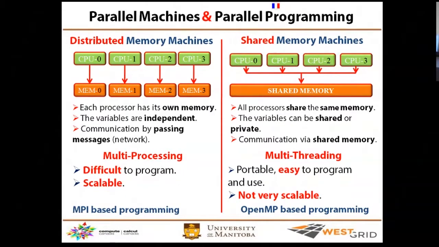So what is the difference between the two parallel programming approaches? The first is for distributed memory machines, multiprocessing or MPI-based programming. The communication is made via the network, and in the second, the communication is made via shared memory. The first one, MPI, is difficult to program, but its advantage is that it is very scalable. OpenMP is portable and very easy to program, but not always very scalable.